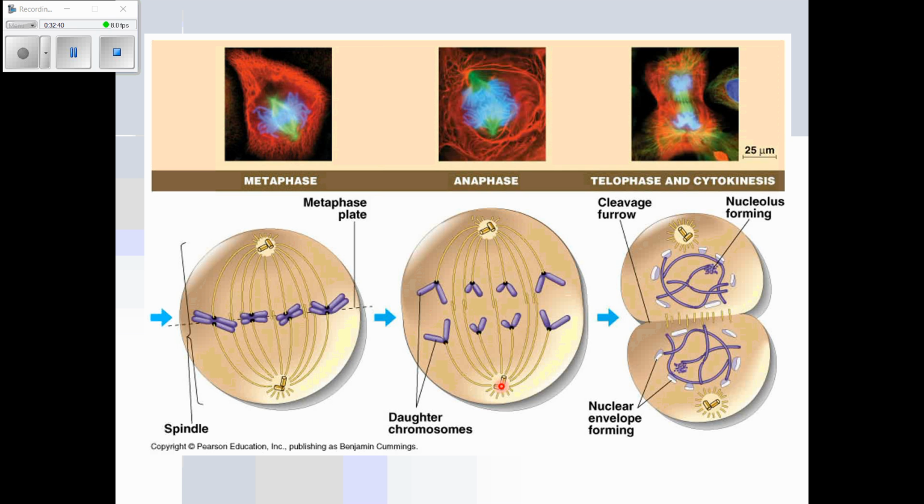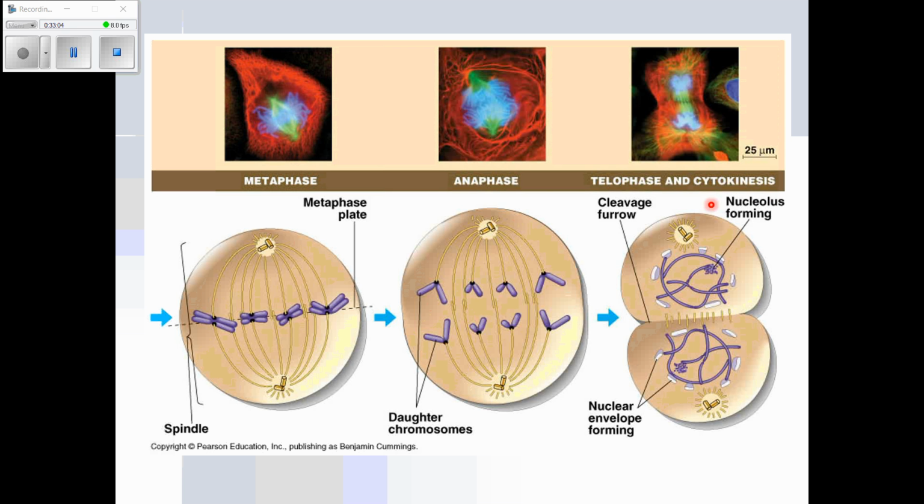But plant cells do still form a spindle. We don't know exactly how this works, but somehow plant cells do form a spindle, and they use spindle fibers to pull the chromosome copies apart, same as an animal cell. So mitosis is pretty much the same in a plant cell as it is in an animal cell. But the big difference is cytokinesis.